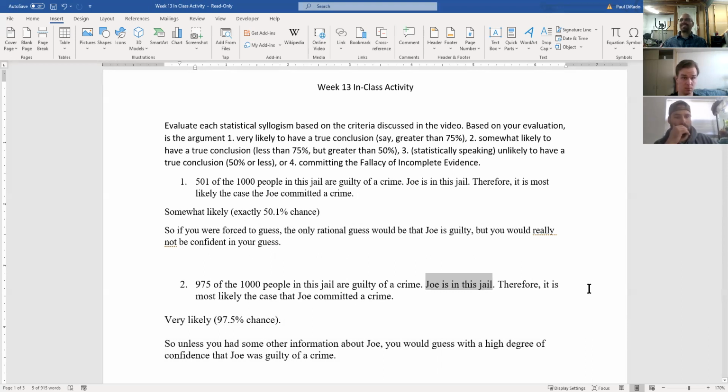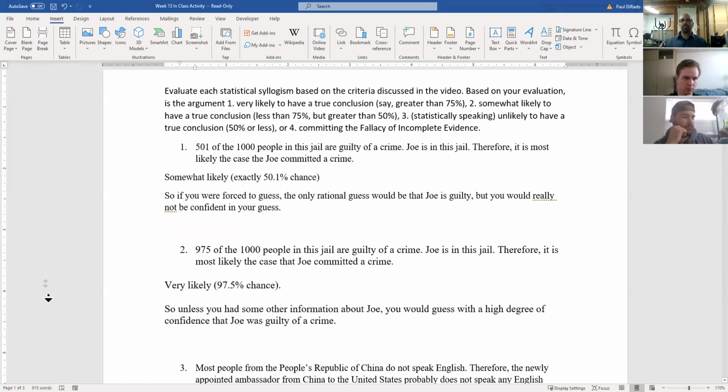Well, now all of a sudden, the percentages are wrong in some sense, right? We wouldn't say that 97.5% of wardens in jail are guilty of a crime, right? This argument only works because the only thing we know about Joe is that Joe is in the jail. If we added in new information about Joe, we'd have to radically recalculate our percentages, recalculate our statistics. If Joe was, let's say, a security guard or something, and we knew that in addition, we would have to reject this argument and say that it commits the fallacy of incomplete evidence. Again, good with number 2? All right. Let's go to the third one then.